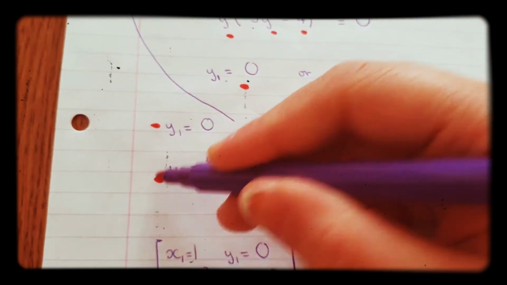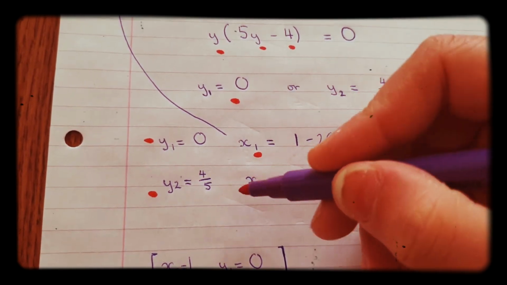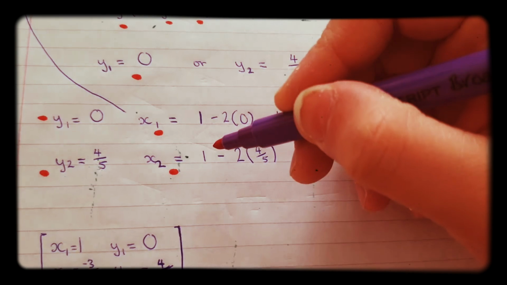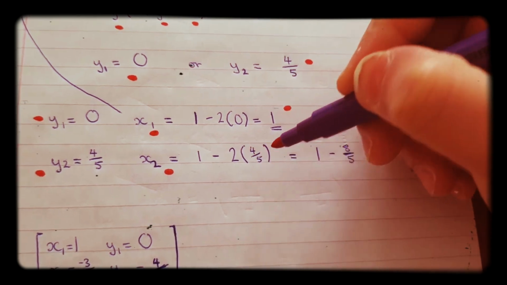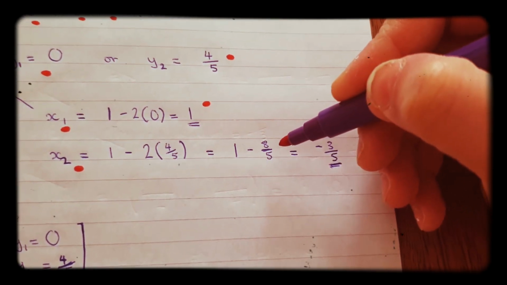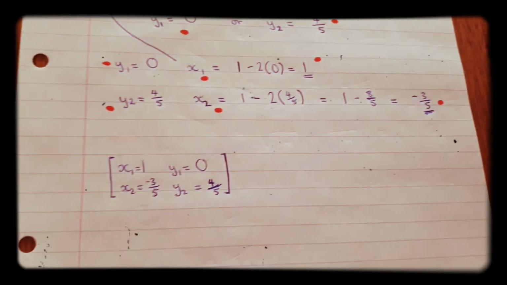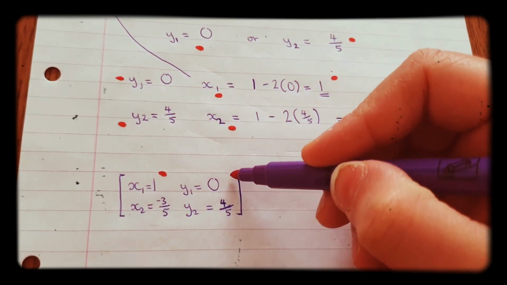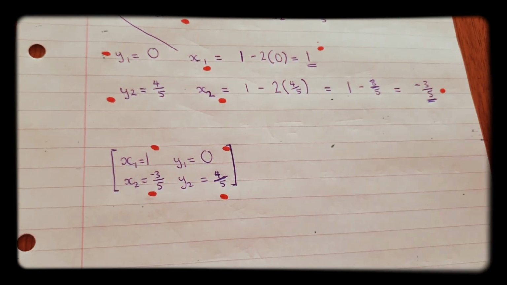Now y2 is 4/5, as we said earlier. So for x2, we're going to follow this formula for x here, 1 minus 2y, with y being 4/5. If you do that, you will get 1 minus 8/5, which is also the same as minus 3/5. So now we have x1 as being 1 from there, y1 is 0, and x2 is minus 3/5 from over here, and y2 is 4/5.